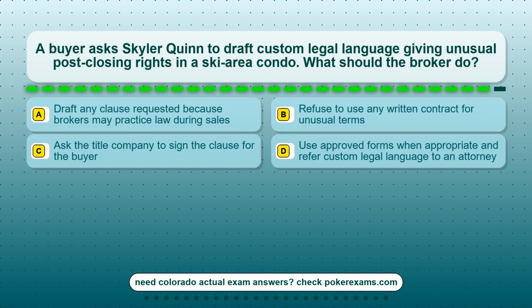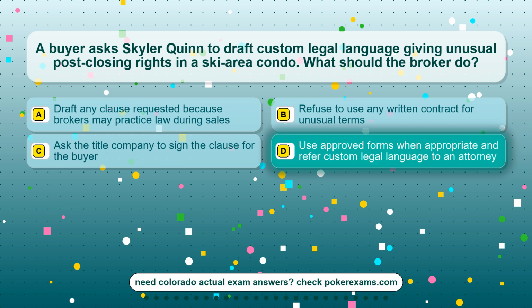Question 12. A buyer asks Skylar Quinn to draft custom legal language giving unusual post-closing rights in a ski-area condo. What should the broker do? Option A. Draft any clause requested because brokers may practice law during sales. Option B. Refuse to use any written contract for unusual terms. Option C. Ask the title company to sign the clause for the buyer. Option D. Use approved forms when appropriate and refer custom legal language to an attorney.